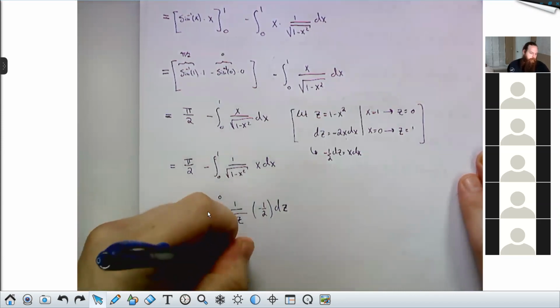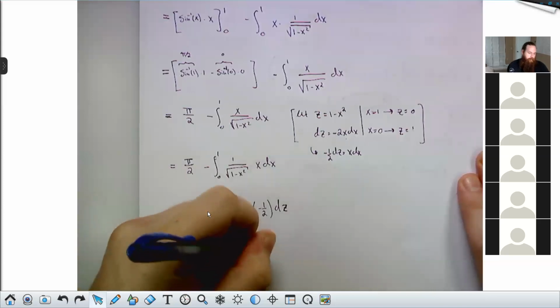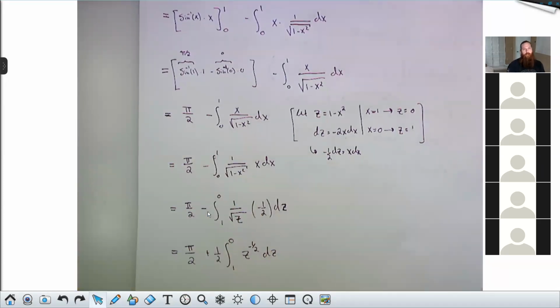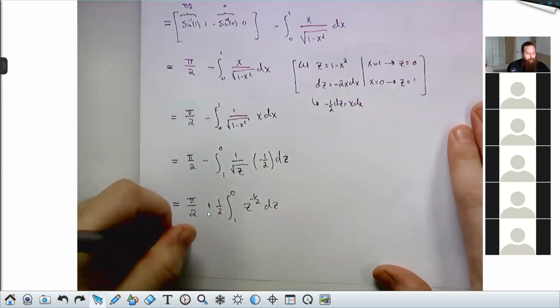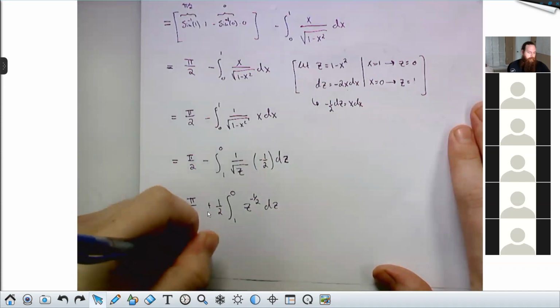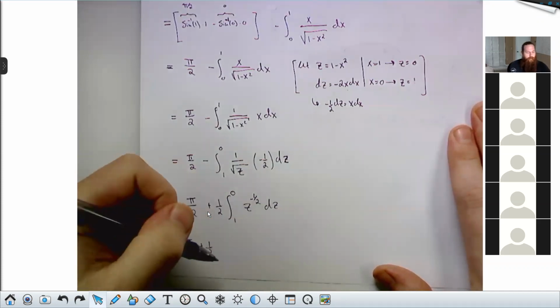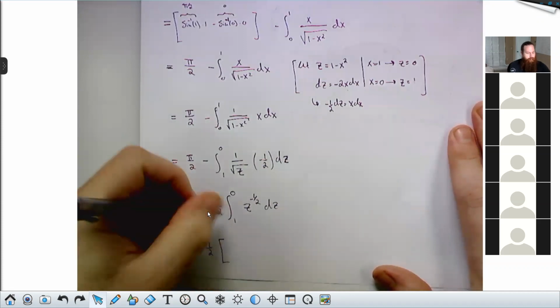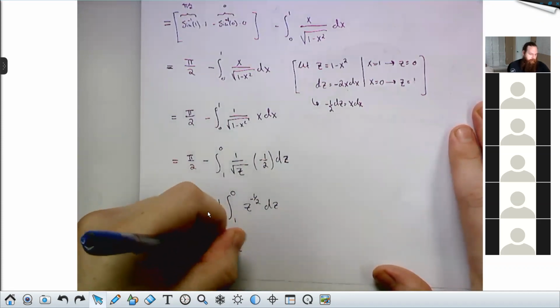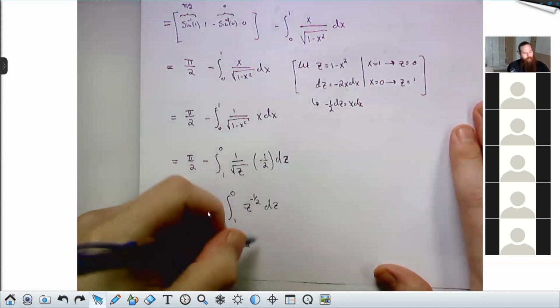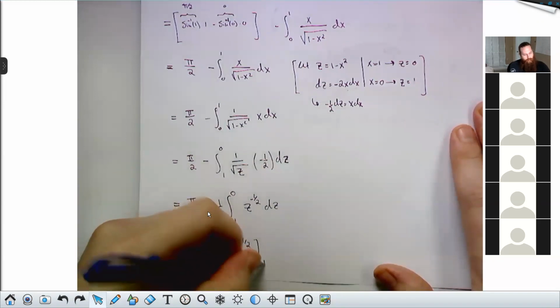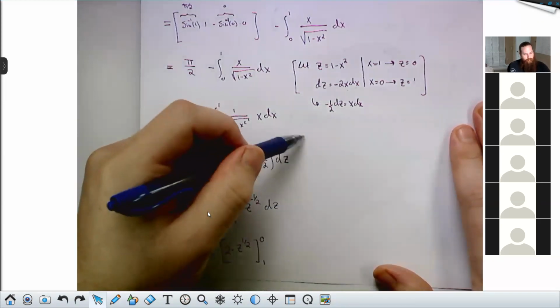One over the square root of z is z to the negative 1/2. And then finally, our antiderivative step for that guy. If we add 1 to that power, negative 1/2 plus 1 is positive 1/2. So that will be z to the positive 1/2 divided by positive 1/2. That's the same as multiplying by 2. And we evaluate between the bounds.